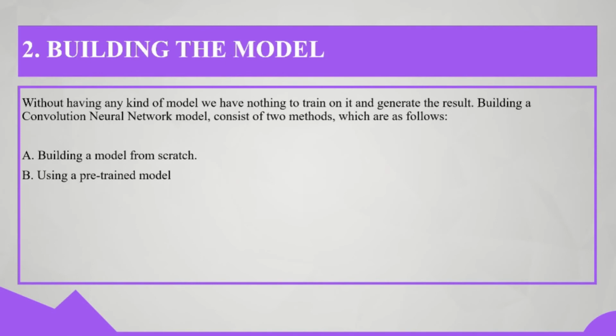The second step of applying a deep learning algorithm is building the model. Without having any kind of model, we have nothing to train on and generate the result. To build a model, either we could build it from scratch or use a pre-trained model. In our project, we have used a pre-trained model called ResNet.